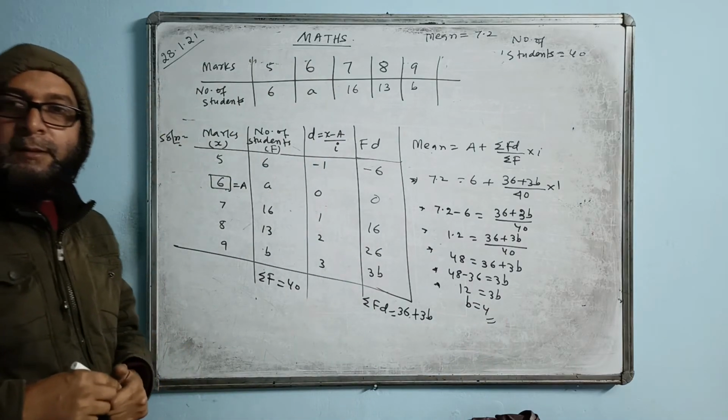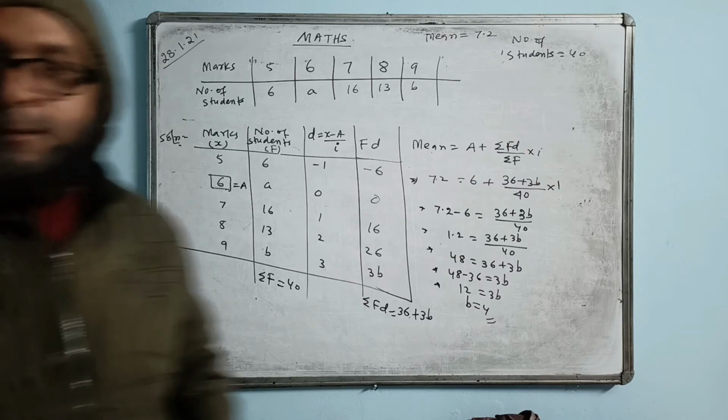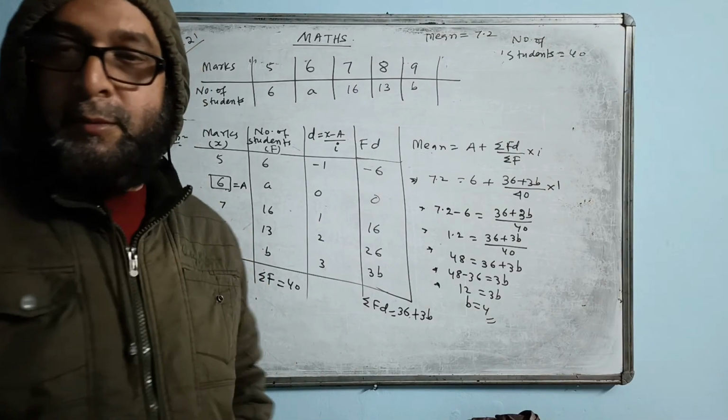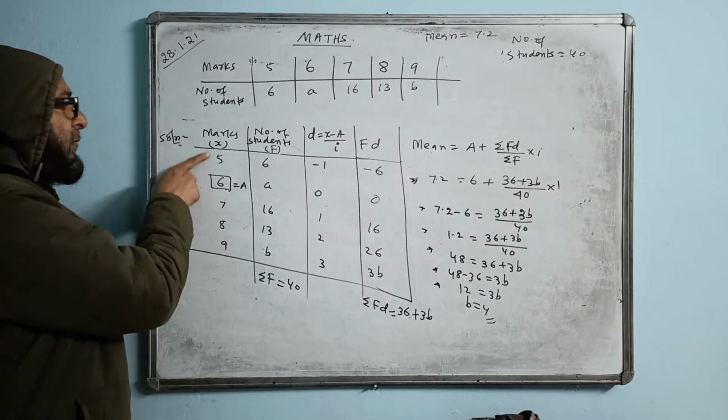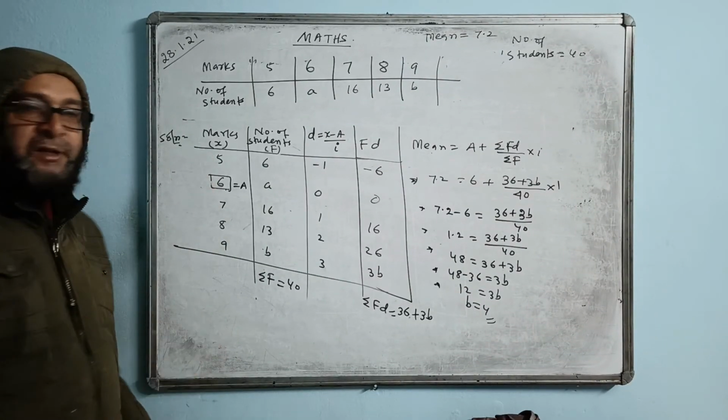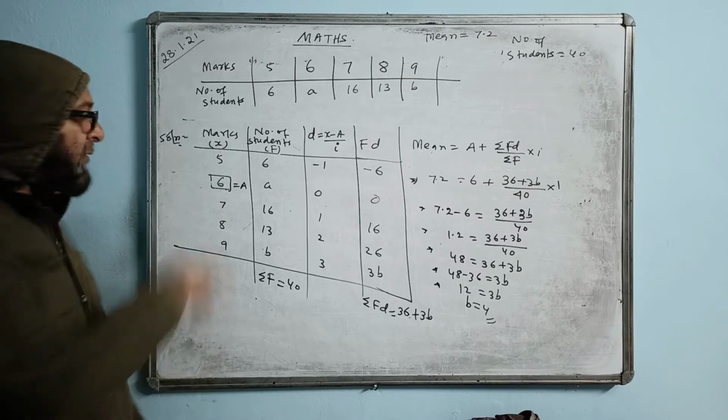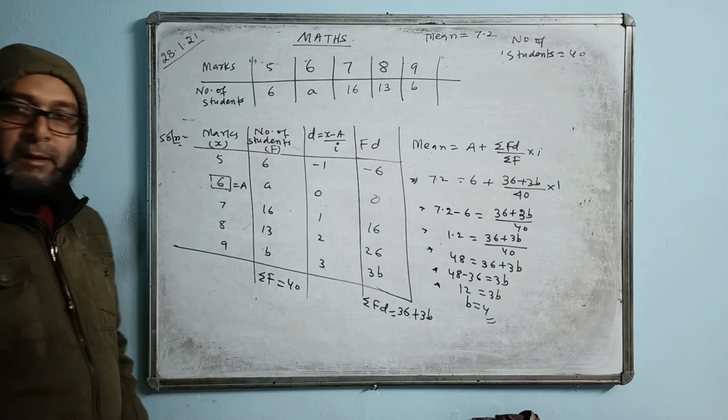The value of b is coming 4. The value is 1, 5, 6, 7, 8. And how much is the difference going on? The interval is how much? 1. The difference of 1, 1, 1. Right, 1.